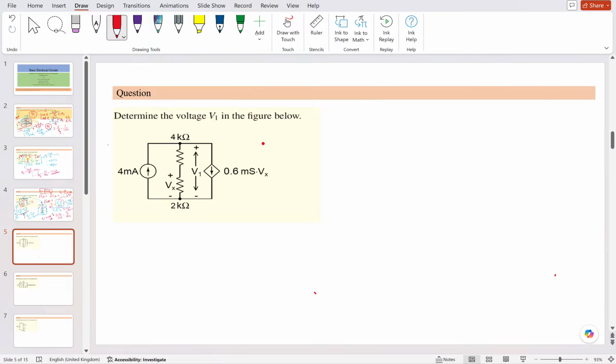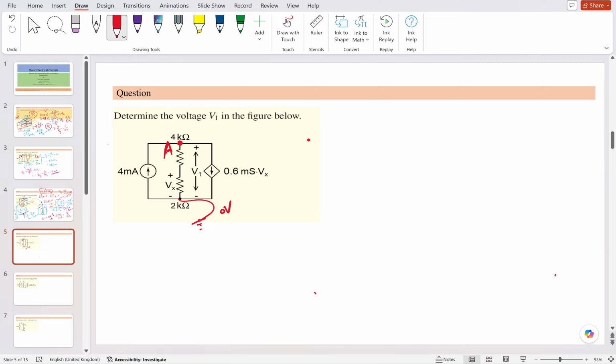I will repeat the concept which I told in the last problem. Let's take this node as our node where we will apply the KCL. KCL is basically I net equal to 0. For that we need a reference. Suppose I take this as the reference, 0 volt. Whichever node you want, you can take as the reference node.